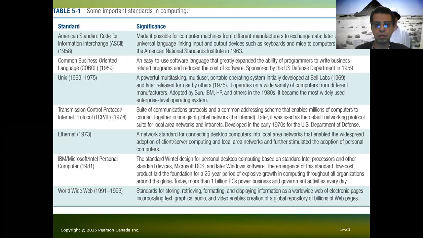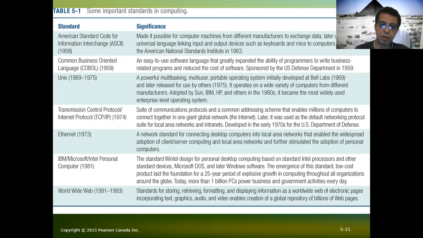I believe Unix is very difficult. It's a difficult application. It's not an easy operating system. And then it was adopted by Sun, IBM, HP, and others in the 80s. It became the most widely used enterprise level operating system.